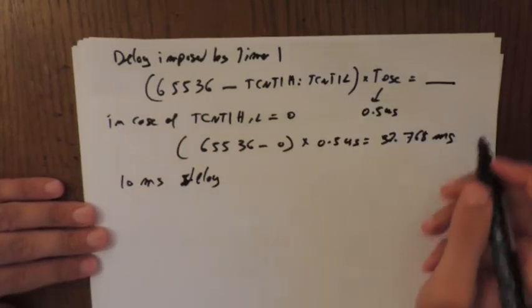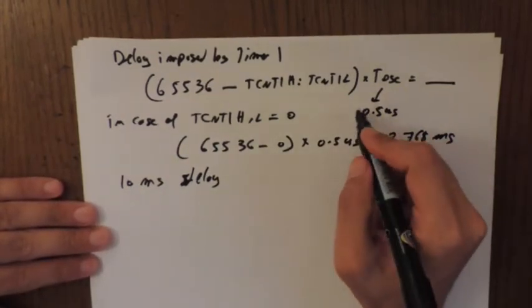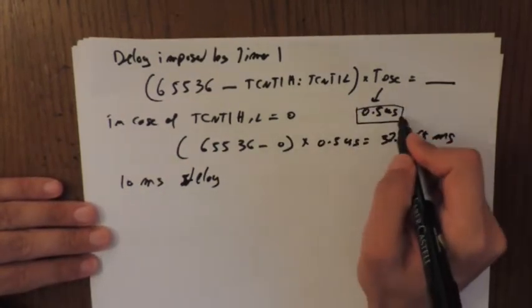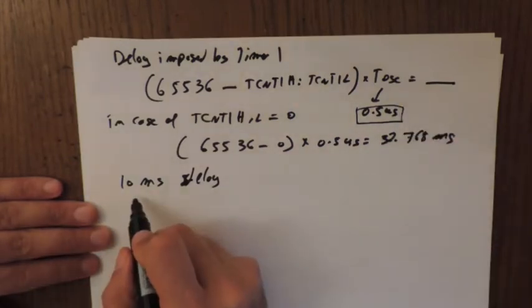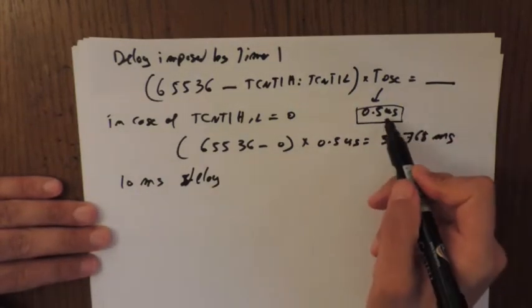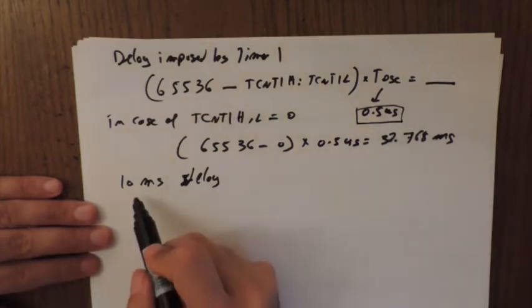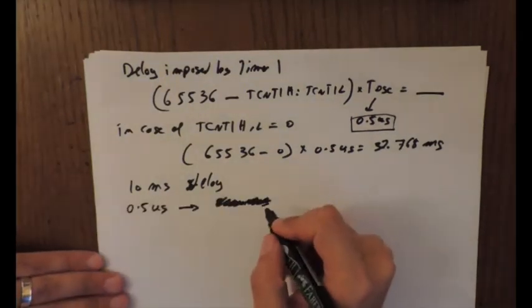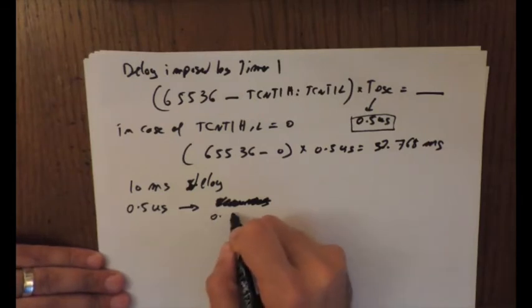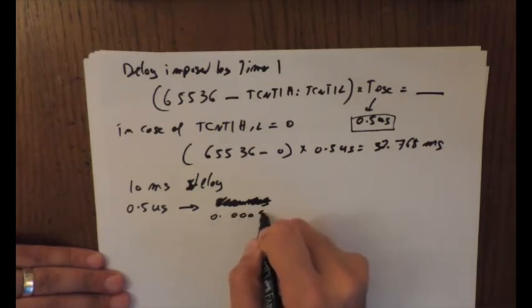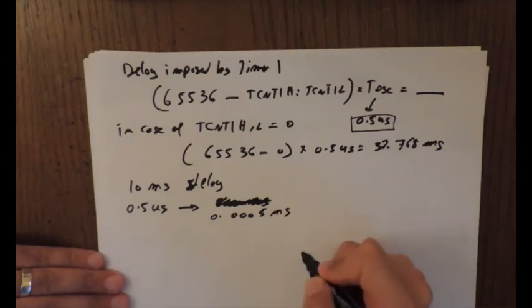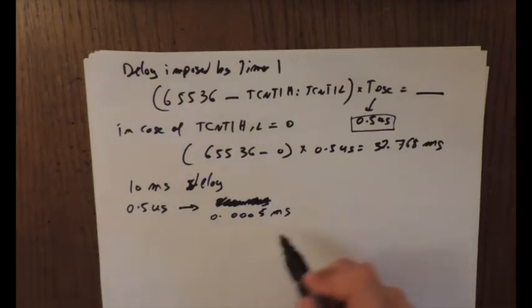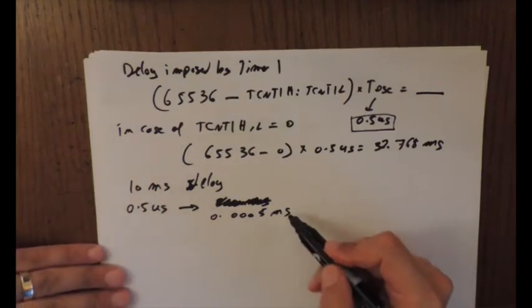Of course, we notice that T oscillator is in microseconds and this is in milliseconds. So I have two choices: either change this to milliseconds or change this to microseconds. 0.5 microseconds will be 0.0005 milliseconds. So now I have both the same units.